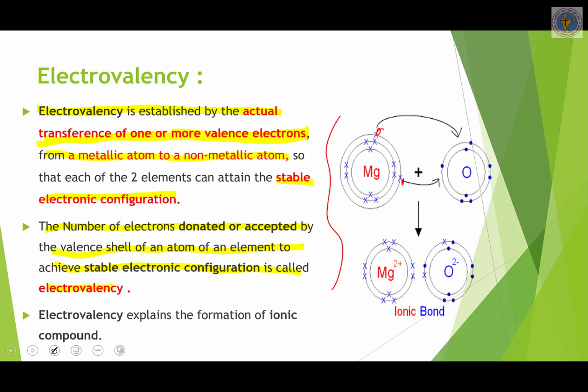So if I ask you what is the electrovalency of magnesium, what will be your answer? Here in this case, 2 electrons from the valence shell of the magnesium atom were donated in order to attain the stable electronic configuration. So here electrovalency will be +2. And in the case of oxygen, the electrovalency will be -2. Minus shows that electrons were accepted, whereas plus shows that electrons were donated.